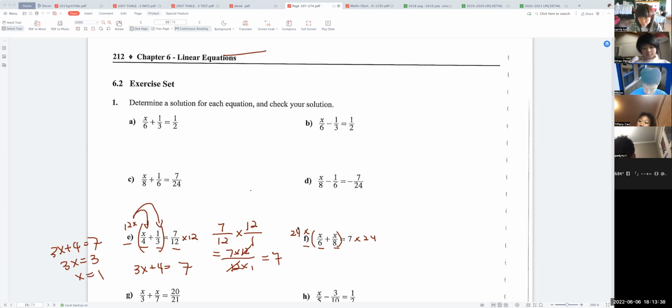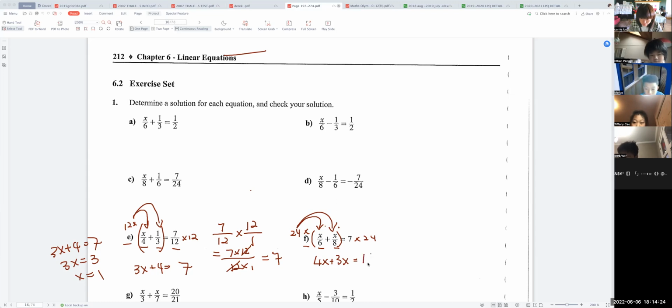Okay, so next one. 24 times x over 3, over 6 equals what, Tiffany? Equals 3x. 24 times x over 6. 24 divided by 6 equals what? 4x. Equals what? Equals 4x. Very good. So 24 times x over 8 now. 3x. So equals what? 168.